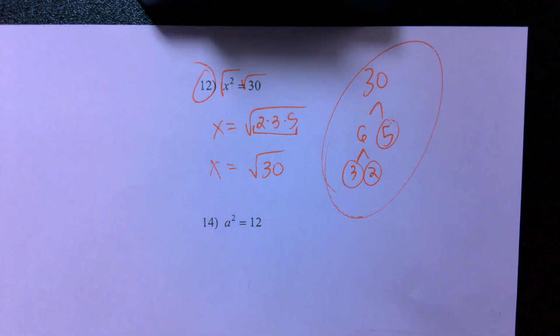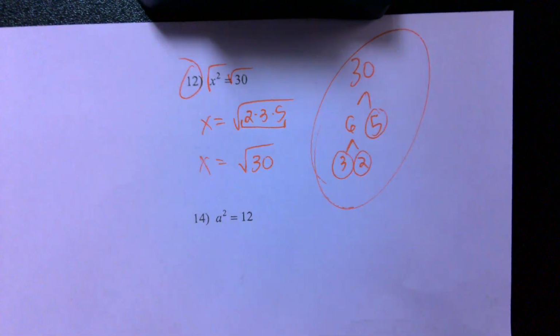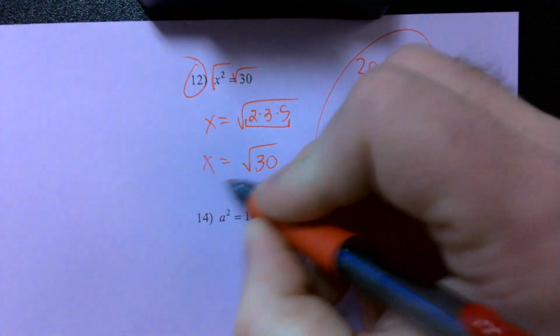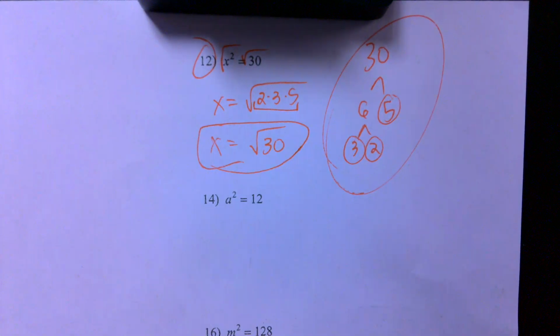Do I need a plus or minus in front of this one? No, because I didn't what? I didn't take anything out. I do not need a plus or minus sign. X is equal to square root of 30. So some of these answers are going to be a little bit weird, a little bit different, but that's fine.